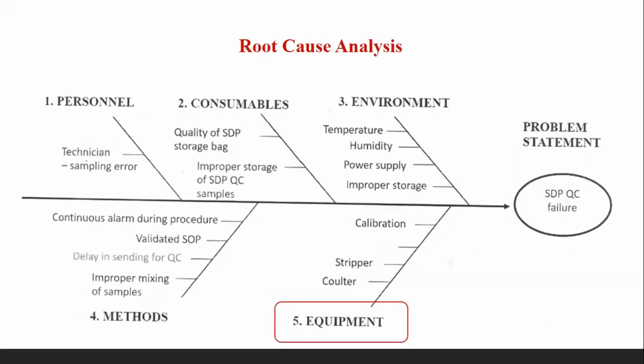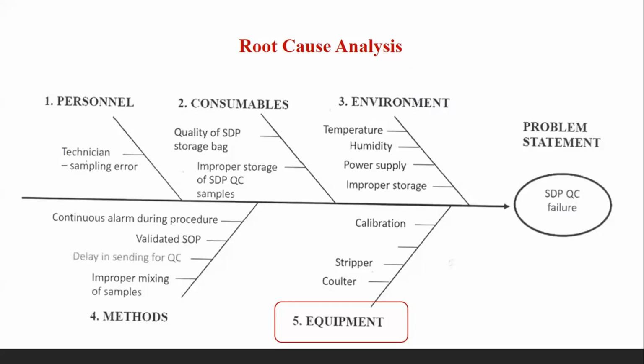Now, as Dr. Shivram has already explained how to analyze this, we cannot just take it lightly. We further did a root cause analysis of this problem. Here, the problem statement was QC failure, in particular single donor platelet apheresis product QC failure. So we focused on the 4 M's, the 6 M's, and the various factors that contribute to this kind of problem. This is the fishbone diagram of the root cause analysis that we performed, where we analyzed the factors related to personnel, consumables, environment, methods, and equipment.